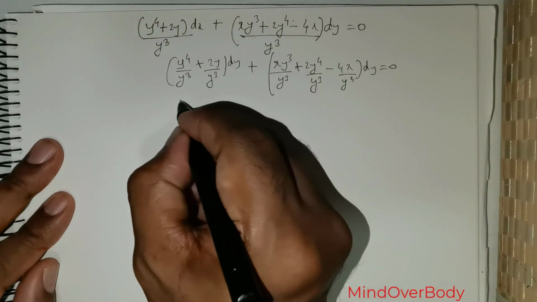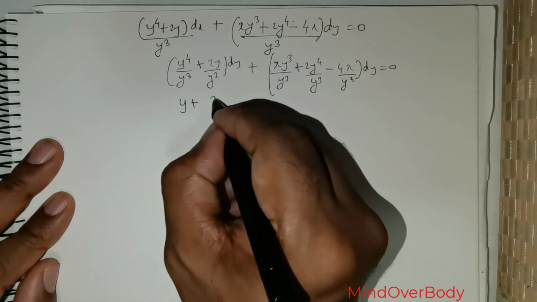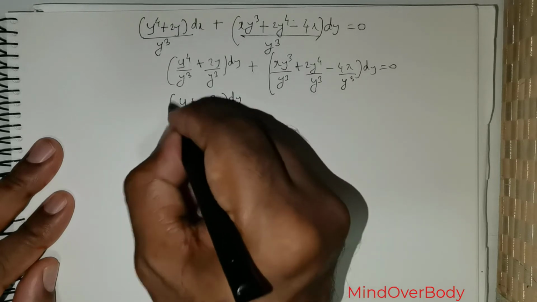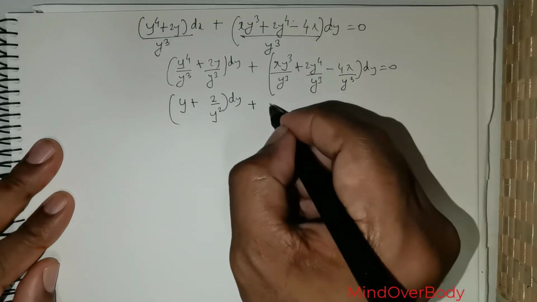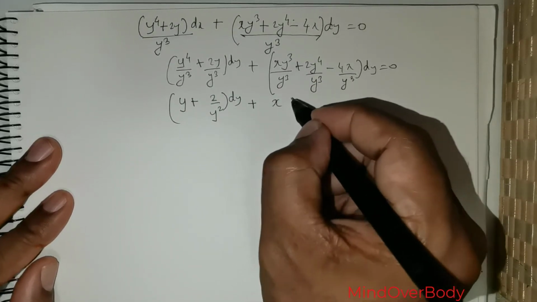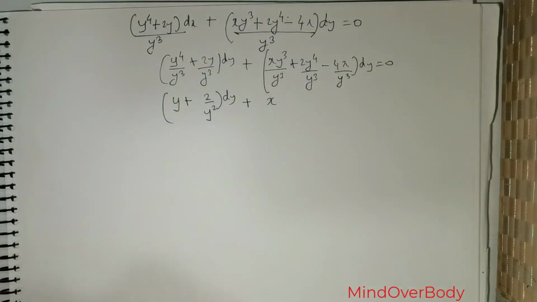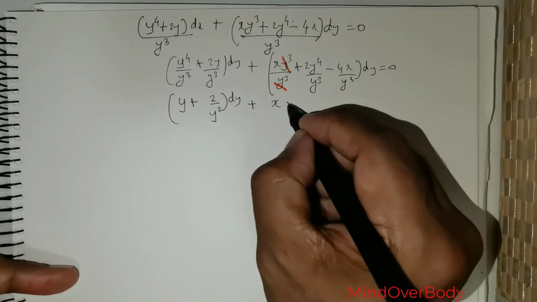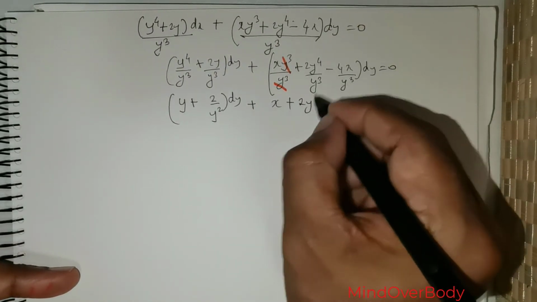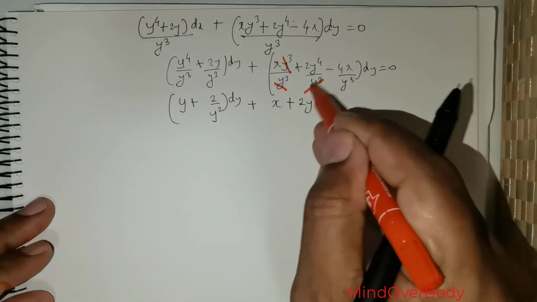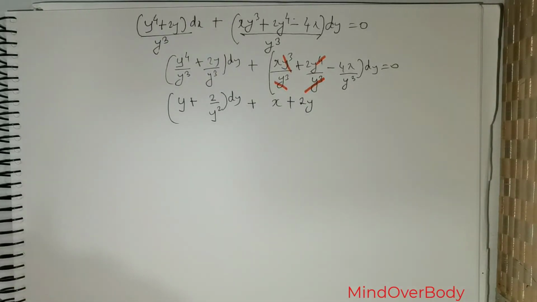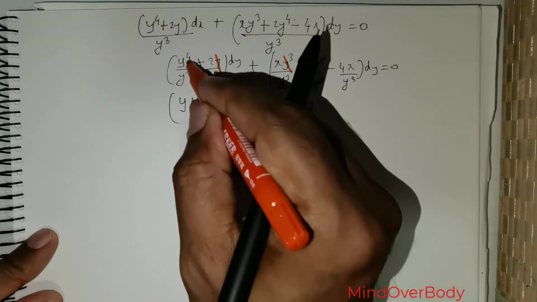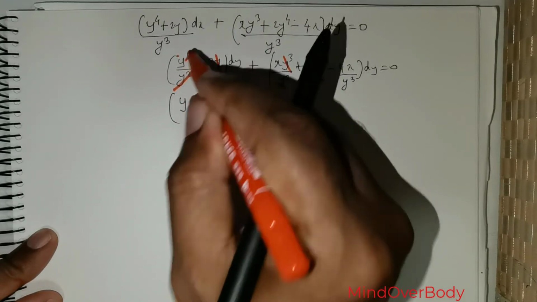This can be reduced. This is going to be y positive 2 over y squared times dy, and then this can be reduced. X, I can cancel this, and this can be reduced. So 2 times y, and in fact let me just cancel this and cancel this.